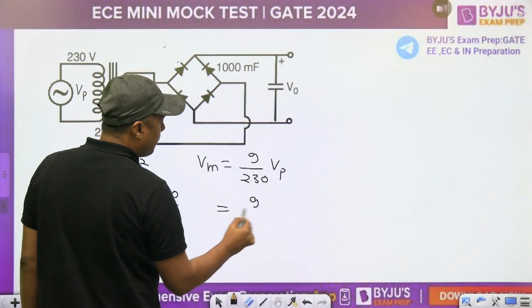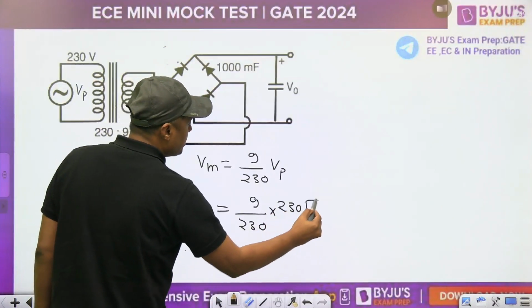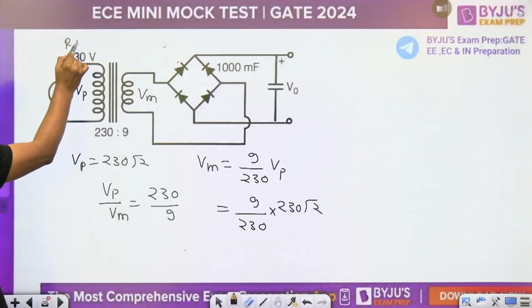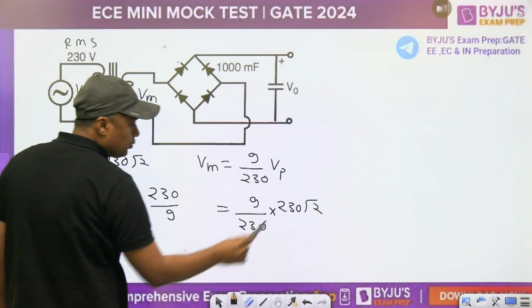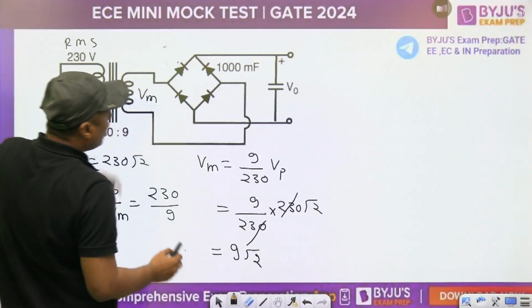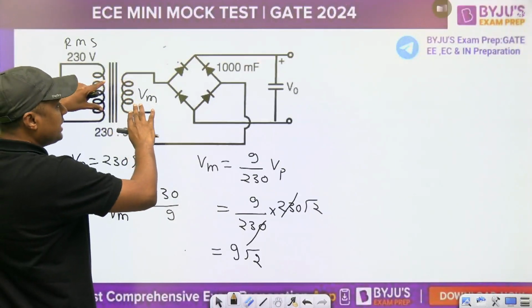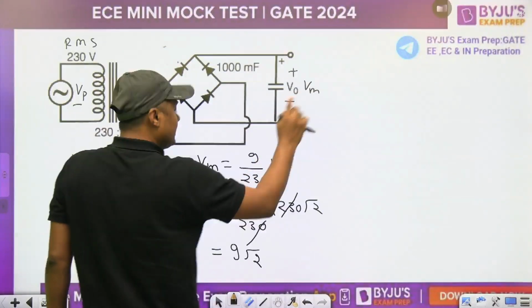Now 9 upon 230 into 230 root 2. This is the peak value on the primary side, because 230 is the RMS value, and the peak value is 230 into root 2. This 230 cancels and you will get 9 root 2 as the peak value at this point. If the diodes are ideal, then the capacitor will charge up to Vm, and that will be the output.